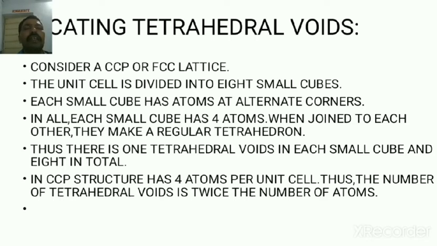Tetrahedral voids generate. This tetrahedral void is generated from the 4 atoms on the 4 corners of the small cube. Thus, there is 1 tetrahedral void in each small cube and 8 in total. The CCP structure has 4 atoms per unit cell, and the tetrahedral voids are 8. Thus, the number of tetrahedral voids is double the number of atoms.